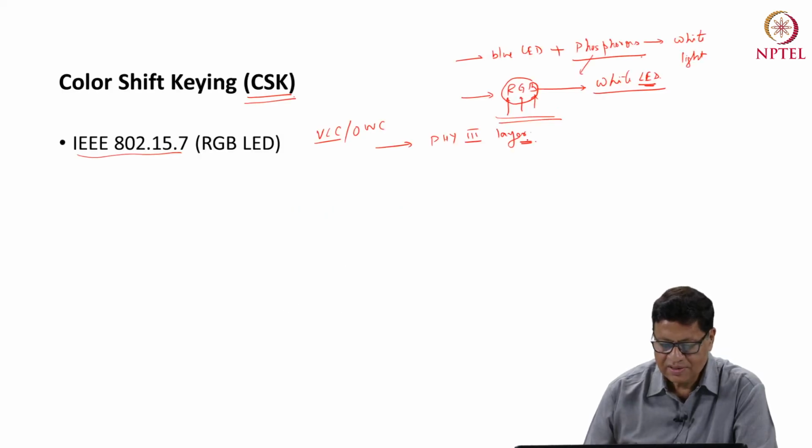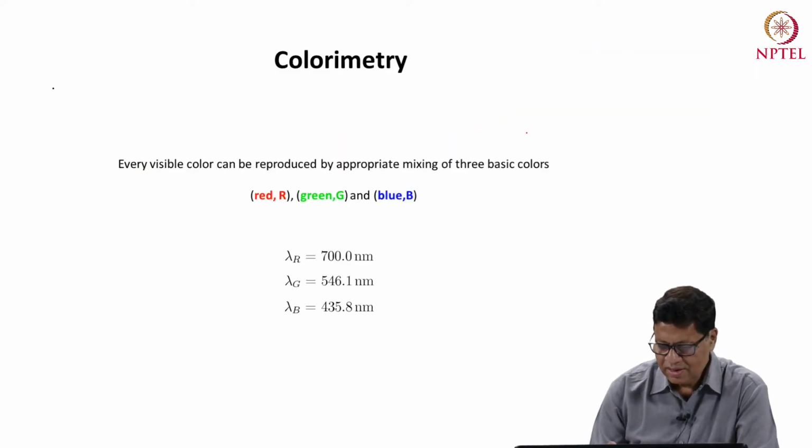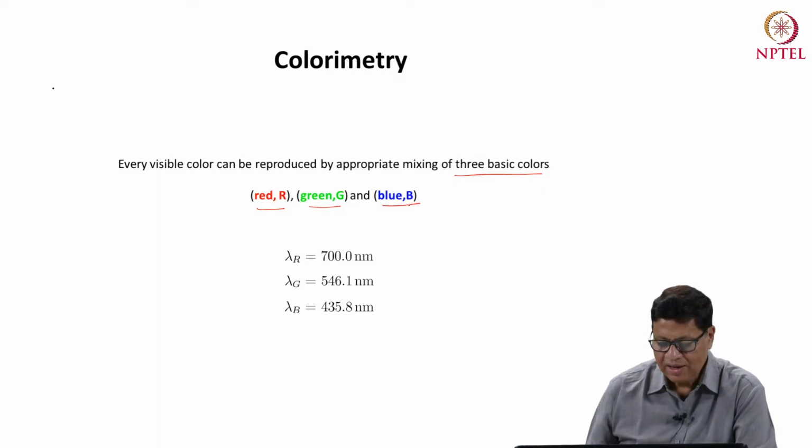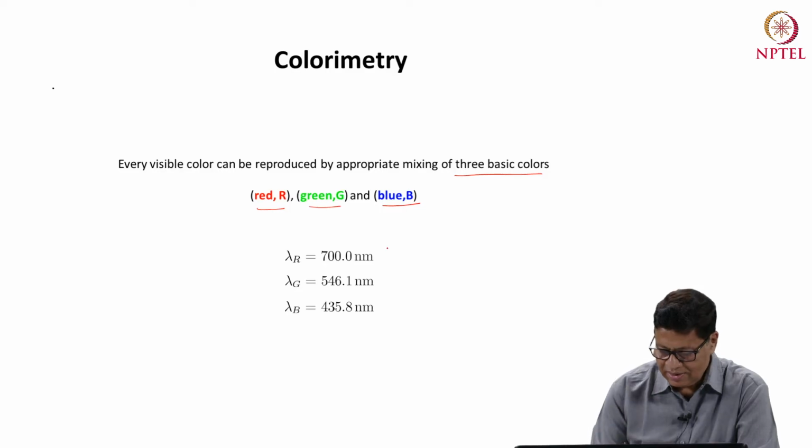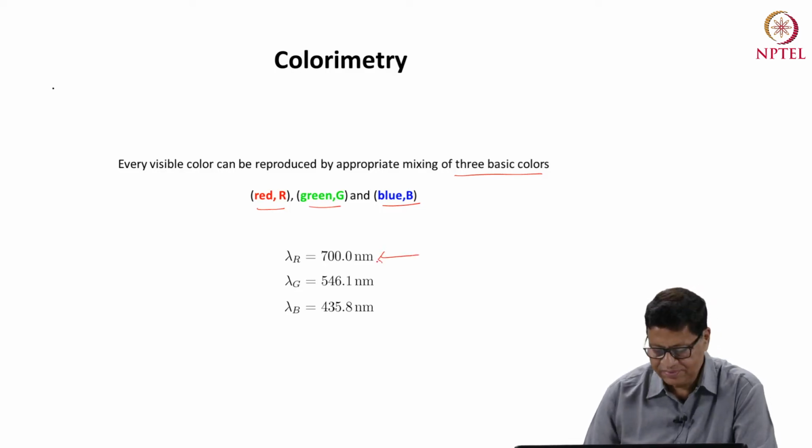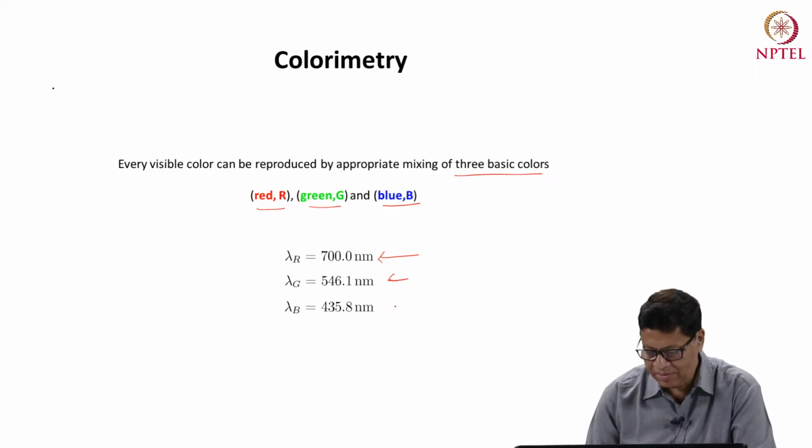So before we understand this CSK, let us understand a color diagram which will explain how different colors can be used for communication. As we know, every visible color can be reproduced by mixing three basic colors. If you have red, green and blue, you can generate any kind of color. Here I have given the values of the wavelength: for red it is 700 nanometers, for green it is 546.1 nanometers, and for blue it is 435.8 nanometers.